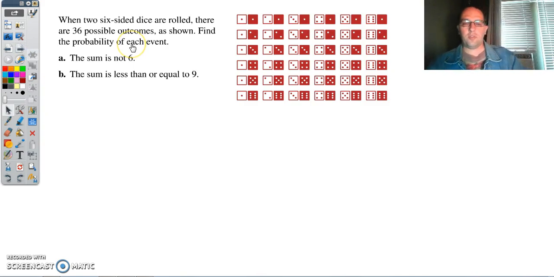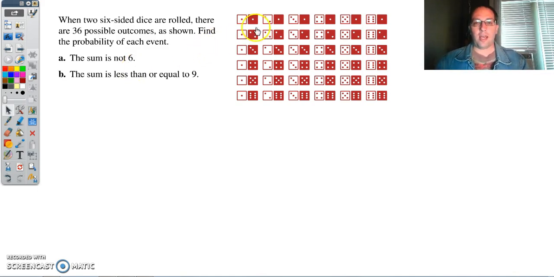So here we have 2 six-sided dice. Going to roll them both. It lists our sample space for us right here. 36 possible outcomes, 6 for the first die, 6 for the second die. 6 times 6 is 36. We want to know the probability of the sum not being 6. So they can add up to 2, they could add up to 12, they can add up to anything they want as long as they're not 6.